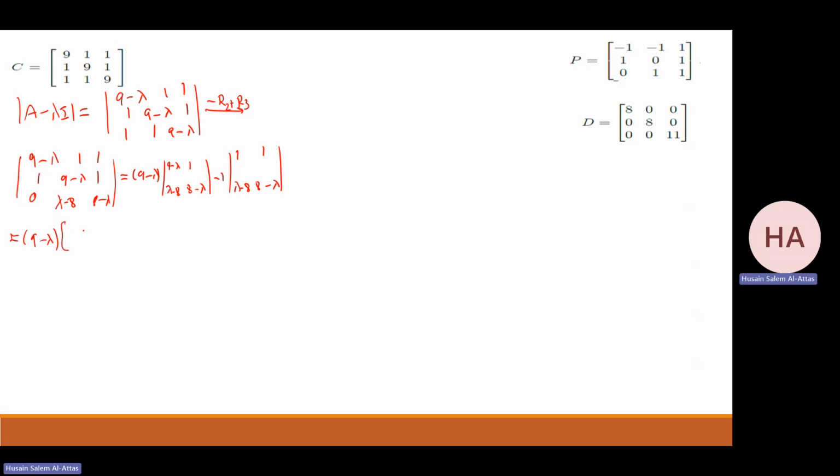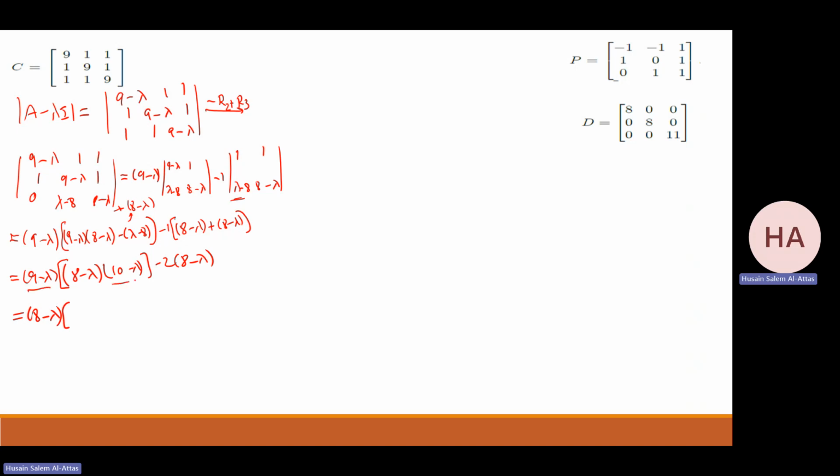9 - λ, what I have here. Be careful, I have 9 - λ times 8 - λ, minus λ - 8. I leave it like this so that I can take λ - 8 as a common factor. So I have 8 - λ, minus λ - 8, which is plus 8 - λ. This is times minus, so we make it 8 - λ. Now I take 8 - λ as a common factor. I have 9 - λ, and this will be plus, so plus 8 - λ. So we have 10 - λ minus 2, times 8 - λ.